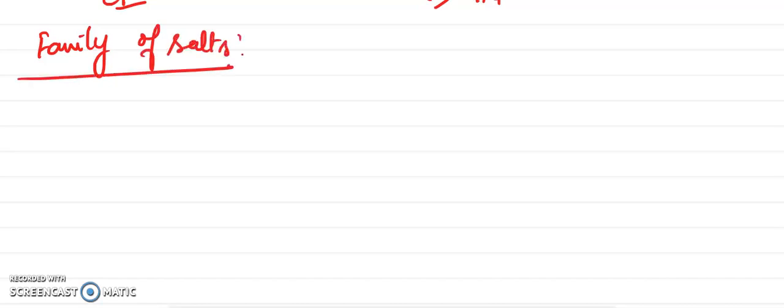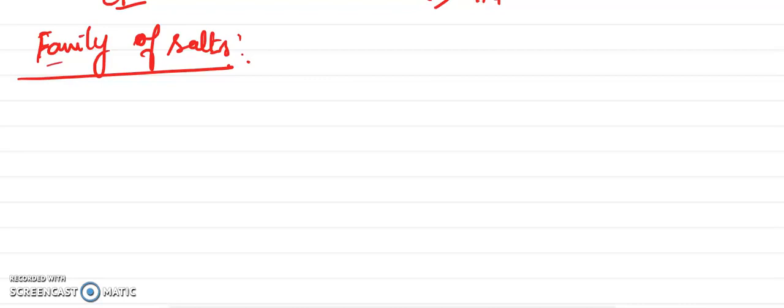Family of salt means salts which are similar to a particular salt. Generally, in your family there will be one unique character that is the same with your brother, your sister, your father, your mother. So family means some similar character or similar concept within the family. Here we are going to check the common thing in the family of salt.